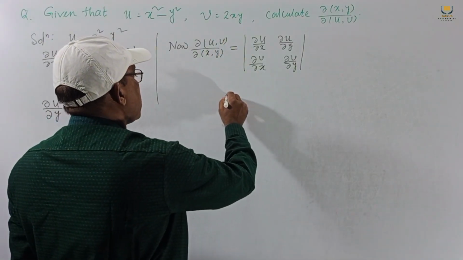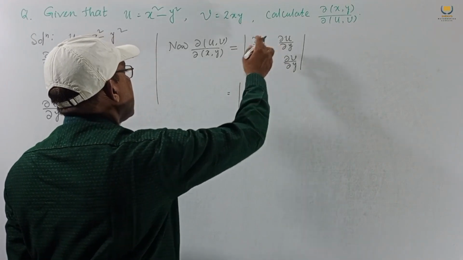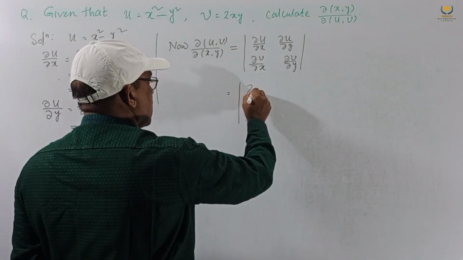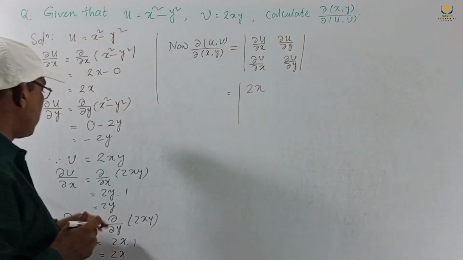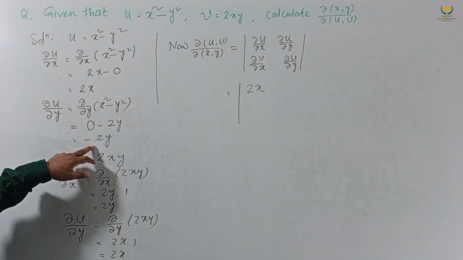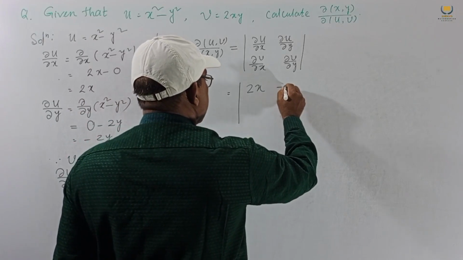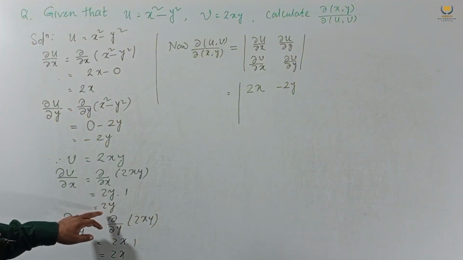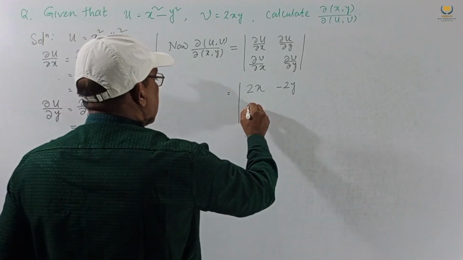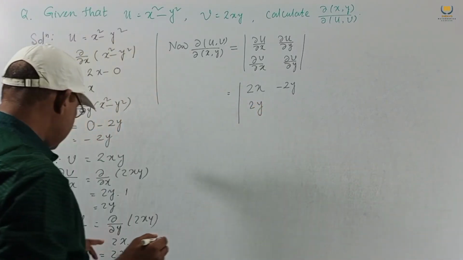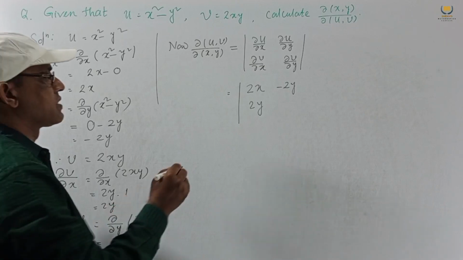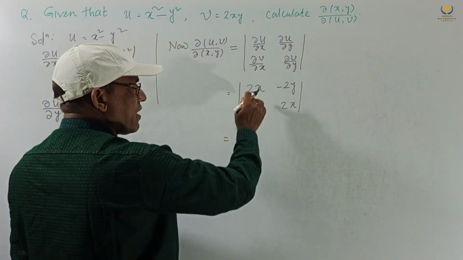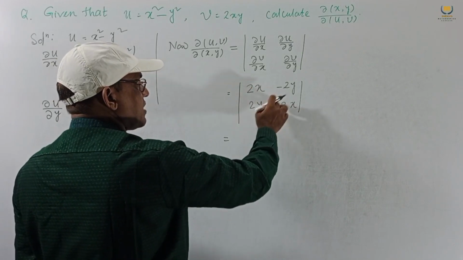So this will be ∂u/∂x. We know the value, this is 2x. And ∂u/∂y we get minus 2y. ∂v/∂x we get 2y. And this is ∂v/∂y, 2x. We get this one. Now we expand this determinant, this into this minus this into this.